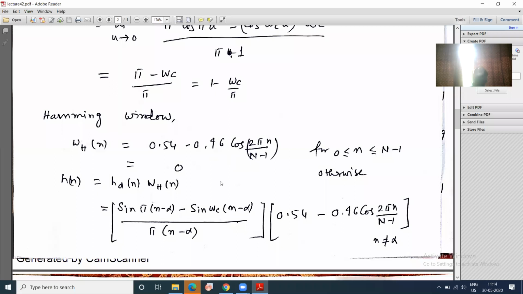Now a question may arise: why different kinds of window functions instead of a single window function? That you can understand only if you do the practical of this, right? If you have MATLAB programming, then if I use different window functions, you can understand the effect of using different window functions.